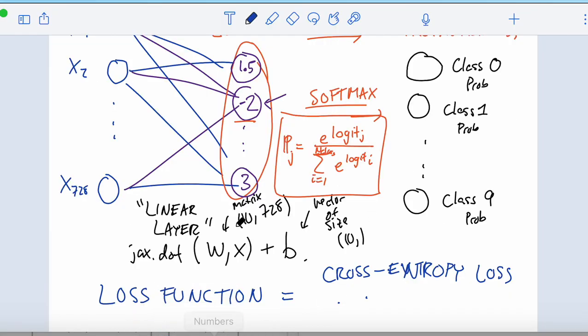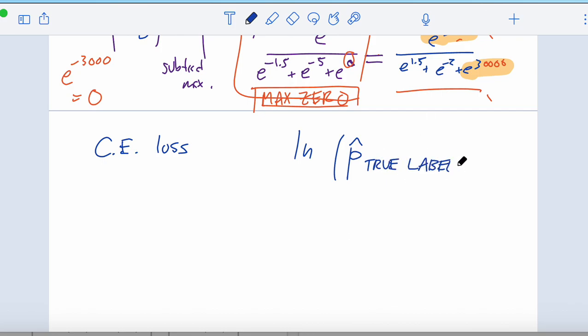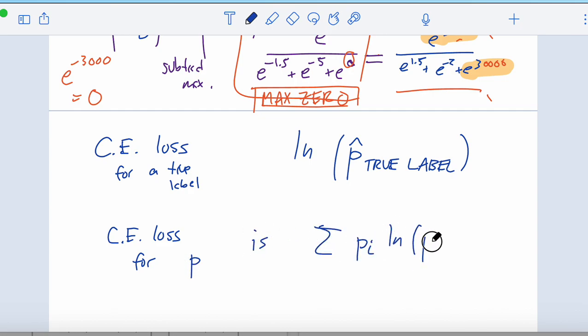But the formula in general is for the cross entropy loss. Cross entropy loss, it is the negative log of p hat of the true label. And if you have multiple things, and we saw that in class, the cross entropy loss for a probability p is the sum of p_i times the log of p hat i. So if one of the p's is 100% and the others are 0, then you get exactly the other one.